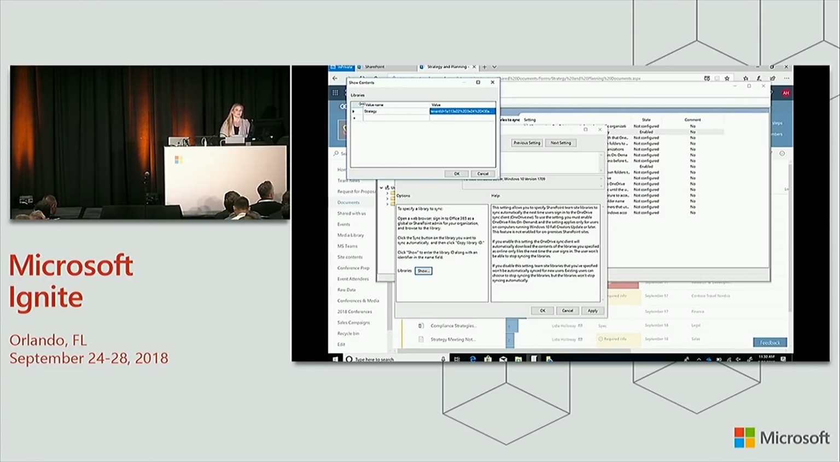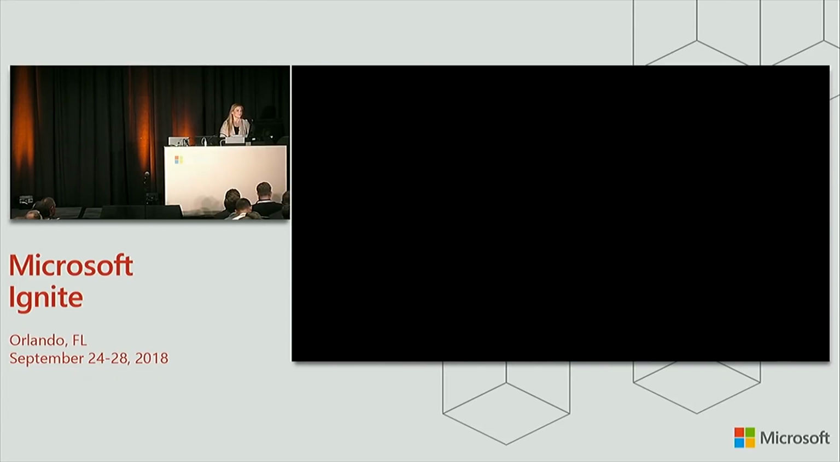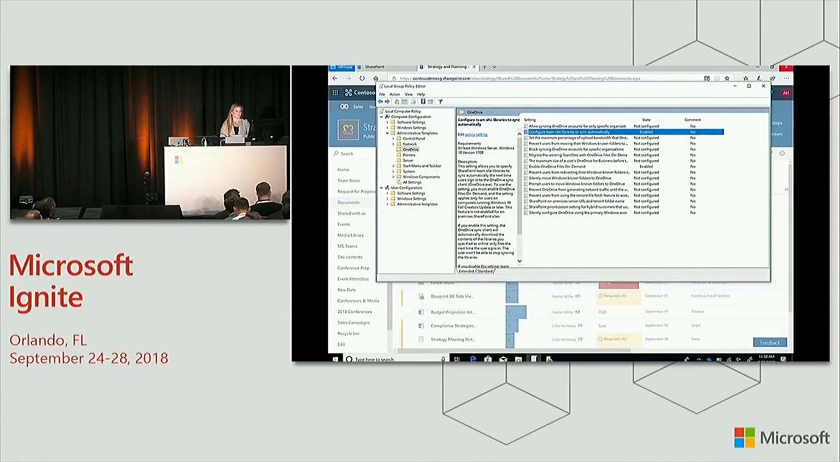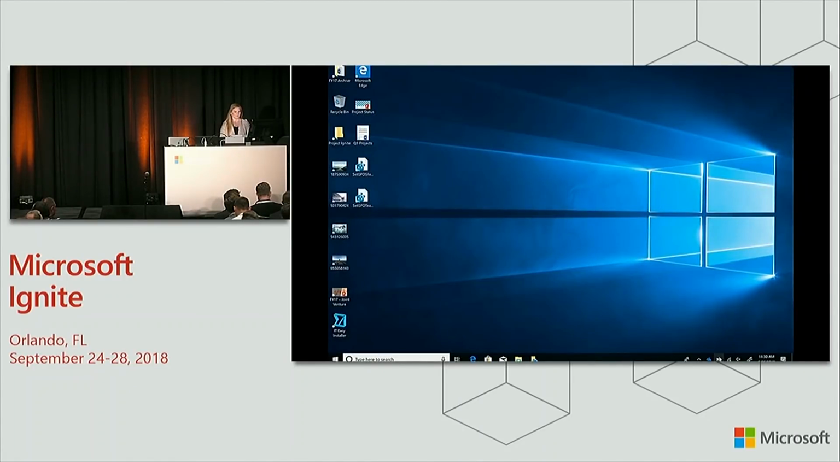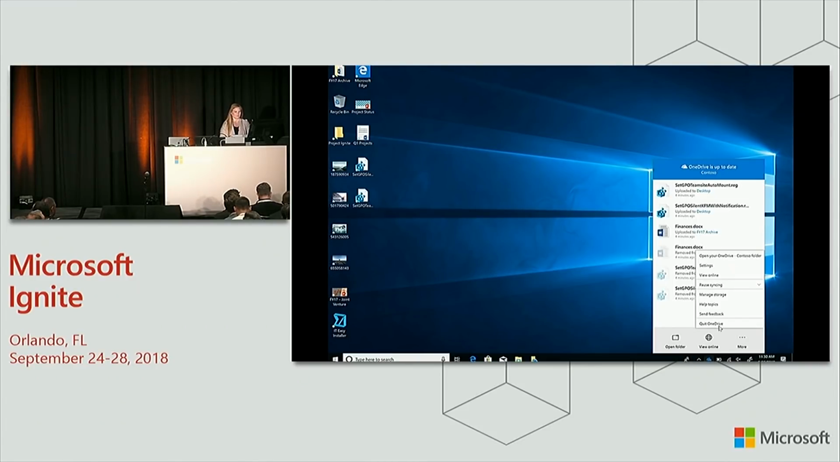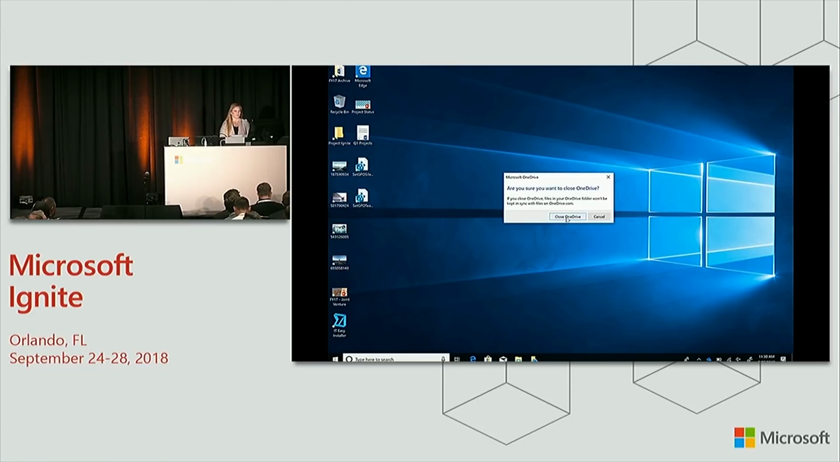This value here, you can put in any name you want. I just put in strategy because it helps me remember which library it is. And then you'll want to paste that GUID that you get when you copy it into the value. So I'm going to quit OneDrive and set this policy.